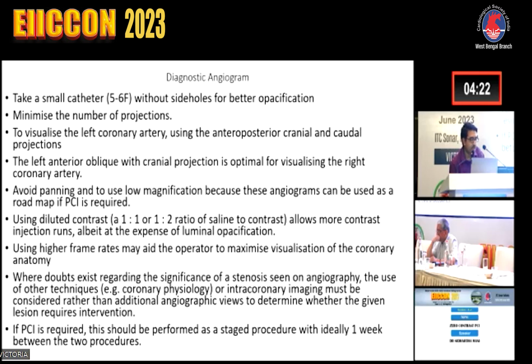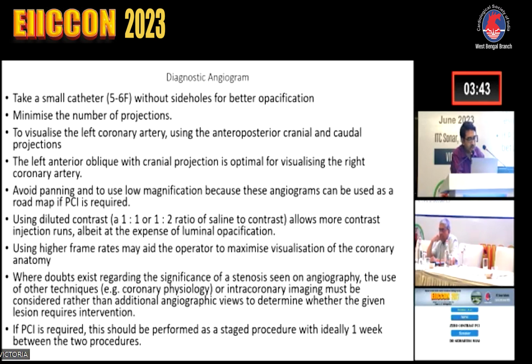And you have to avoid panning, use low magnification, because these angiograms will be later used as a roadmap. Diluted contrast, often we prefer diluted contrast, but that is a wrong notion, because that may hamper the opacification or visualization of the arteries. So that will ultimately affect your roadmap. So that should not be done. It should not be at the expense of luminal opacification. Using higher frame rates helps the operator to maximize the visualization of the coronary anatomy and helps detection of calcification. So use higher frame rates in such situations.